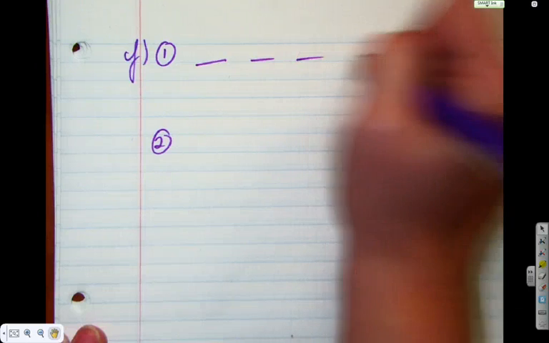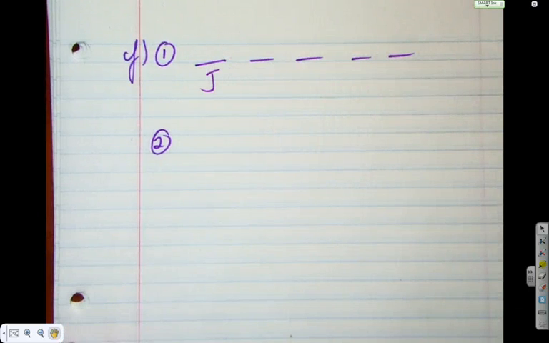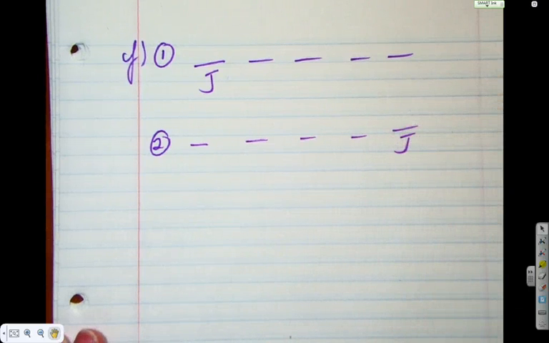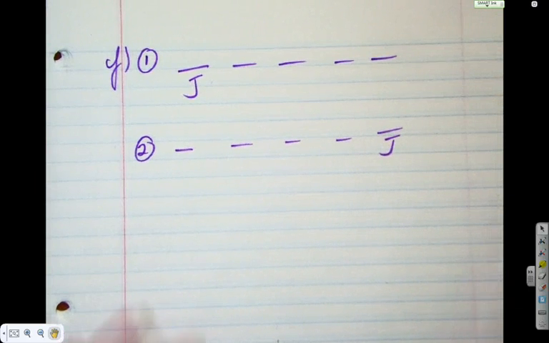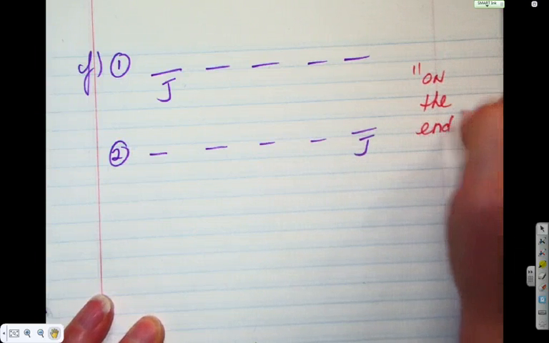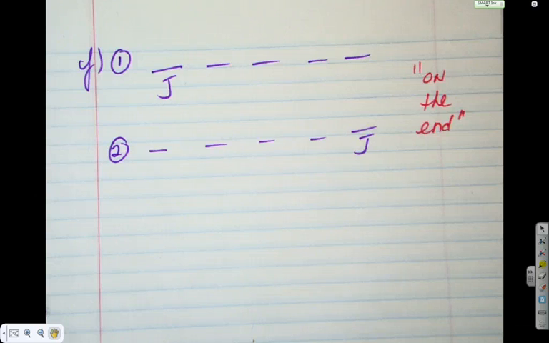So we're going to have 2 separate cases. The first case, Jack's going to be on the left. And the second case, Jack's going to be on the right. And that's because the question just says on the end. It doesn't specify what end. It doesn't say the last seat or the first seat.